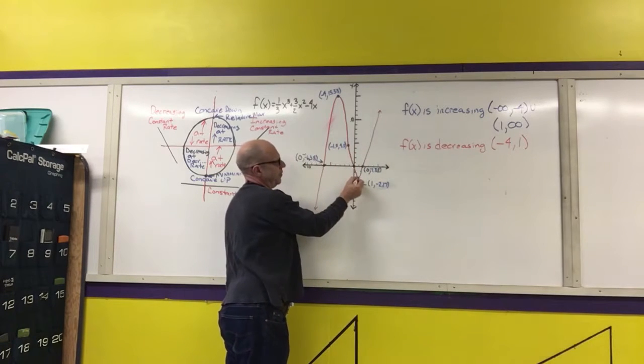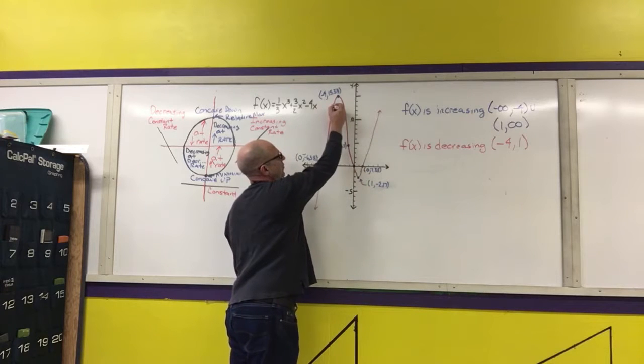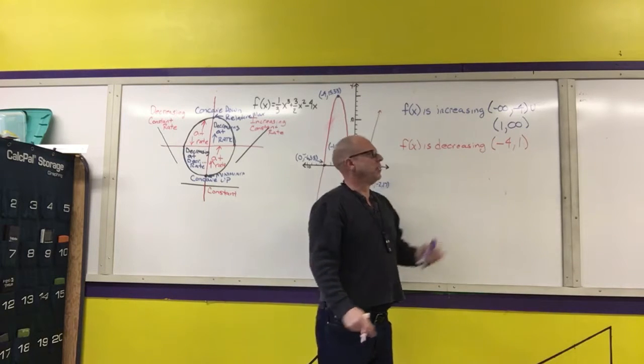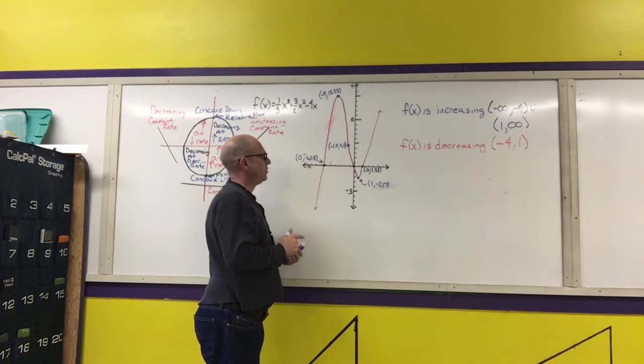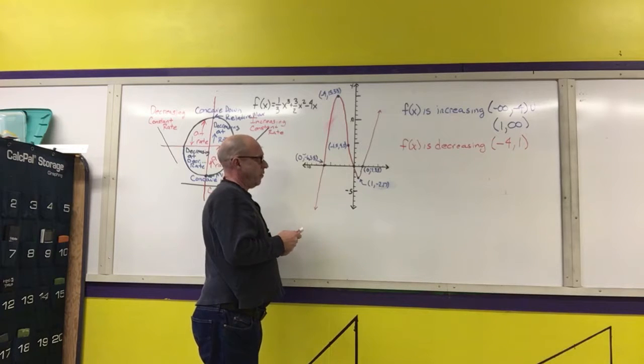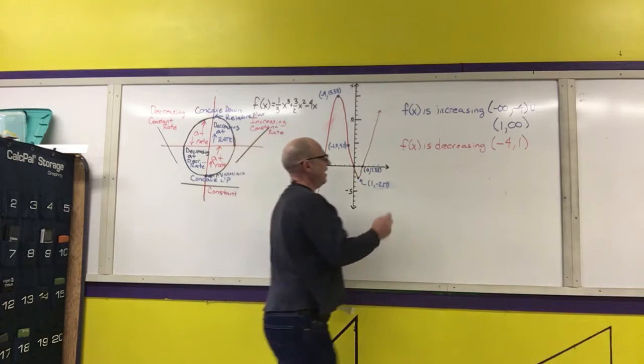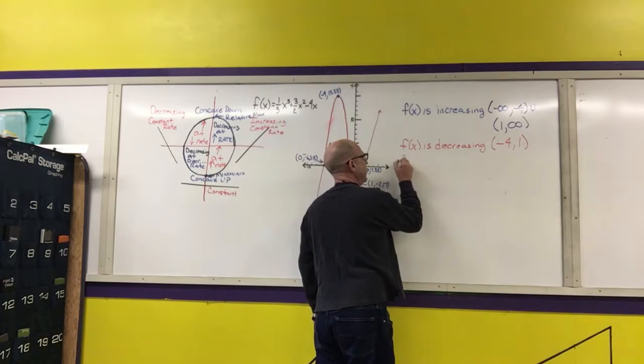Notice that because it's changing from decreasing to increasing here and changing from increasing to decreasing here, I did not include the actual endpoints because it is not increasing at those points. Okay? Well, if it's not increasing and it's not decreasing at those points, we could actually say that the function is constant at those points.